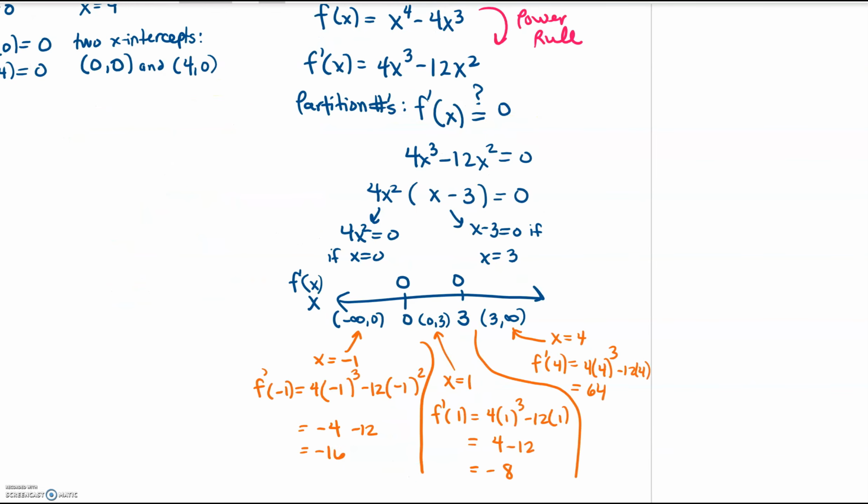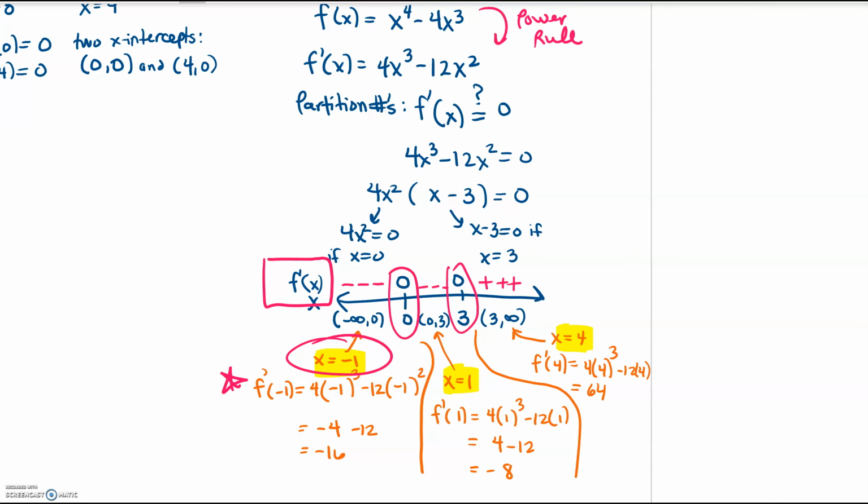Okay, so I picked some test points in each of those intervals, and I can see that my outputs go from negative, then they hit 0, stay negative, and they hit 0, and then the outputs go positive. And make sure when you pick those test points that you're plugging them in to the first derivative function rule, because we're creating a sign chart for the first derivative.